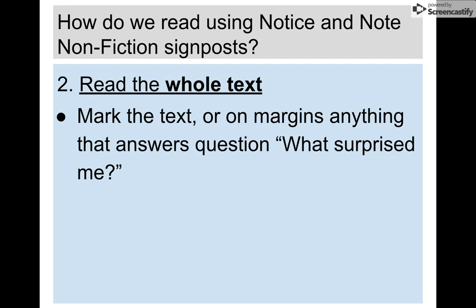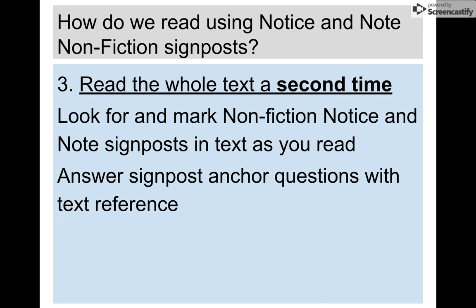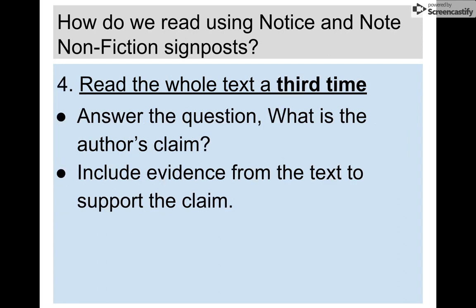Second, read the whole text. Mark the text or the margins for anything that answers the question, what surprised me? Just going through quick. Wow, that's really cool. That information is really interesting. And then lastly, you're going to read the whole text a second time. Look and mark for nonfiction notice and note signposts in the text as you read. Answer signpost questions with text reference. Okay, those questions that we talked about before.